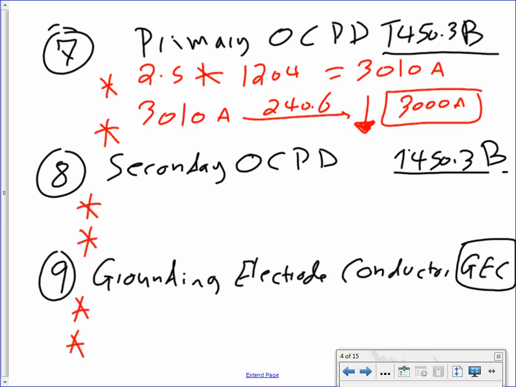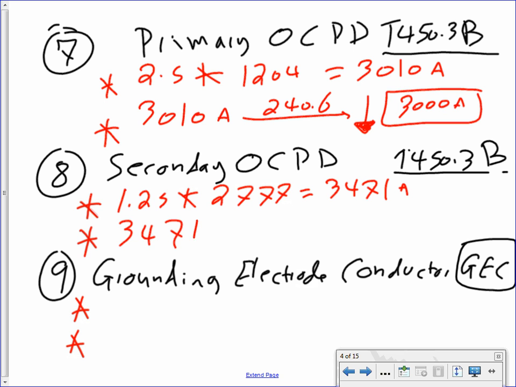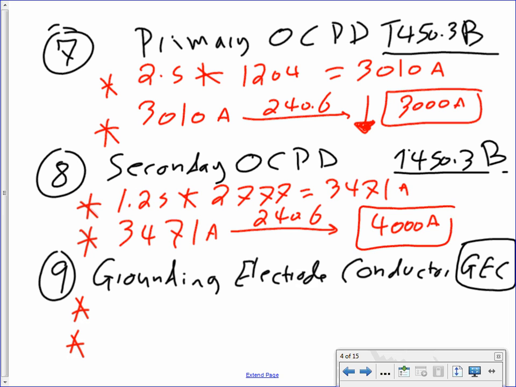Let's do the secondary, will ya? The secondary, guys, if you go to 450.3(B), it will tell you it's actually 1.25. Multiply that by 277 and another 7. That will get you a healthy 3471 amp. You guys remember that? You take the 3471 amp, take that to table 240.6, and you got yourself a healthy 4000 amp fuse.